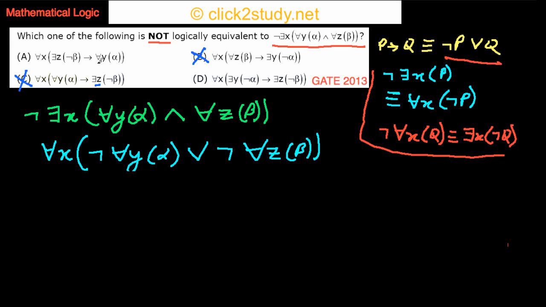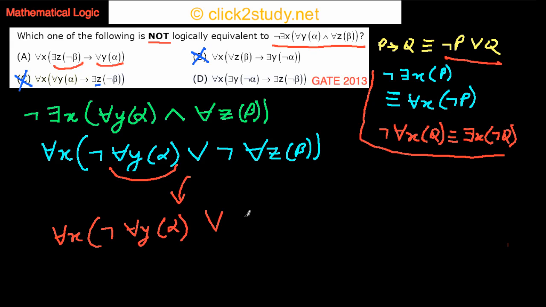Let's look at this. So we have this thing, and we have the same thing out here. And what do we have here? We have there exists z not beta, which we can get from here, like this. So what I have done is I have written this just like that, and out here I have written this as there exists z and not beta. So now can you say that A is logically equivalent to this? Can this thing imply this thing?